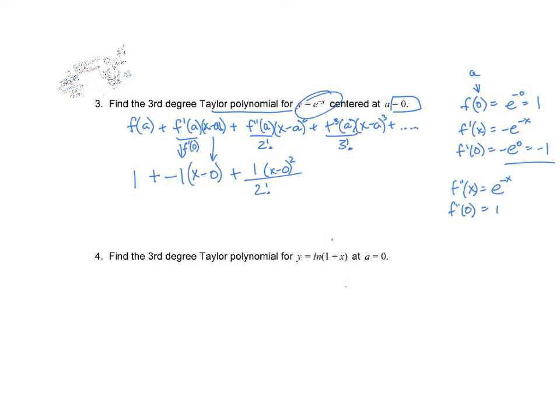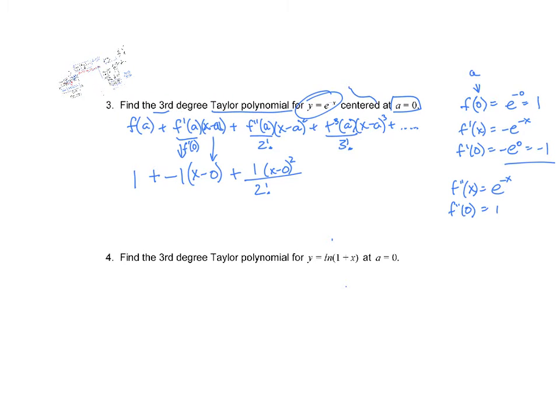And when it says third degree, it says we want to go up to the term that makes this third degree, which would be the next term. And so similarly, if we apply the third derivative, it's going to go back and forth between 1s and negative 1s. So there's a pattern in there. So we're going to have minus 1 times x minus 0 to the third over 3 factorial.